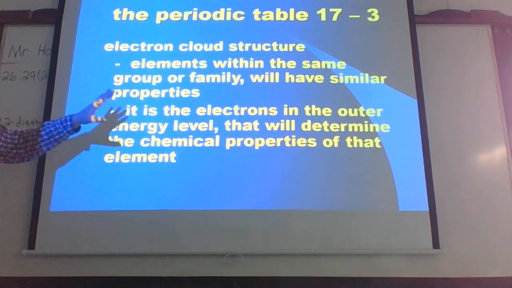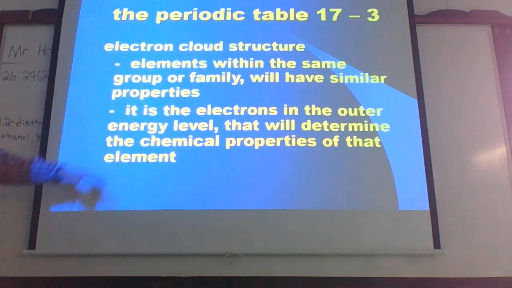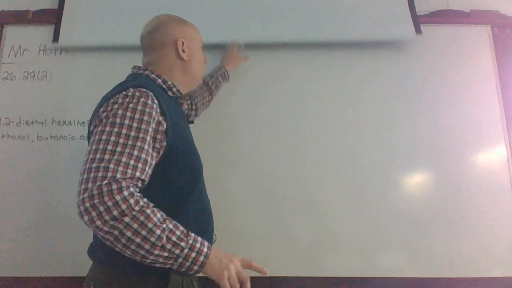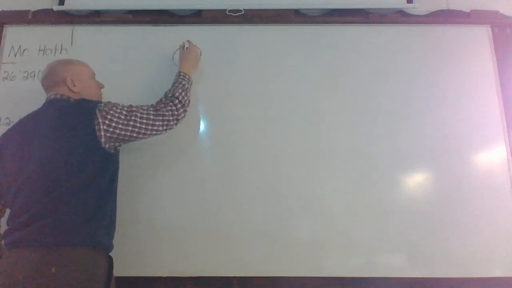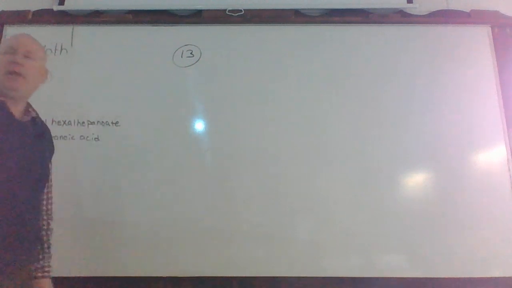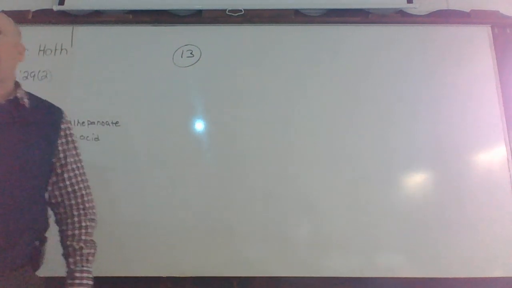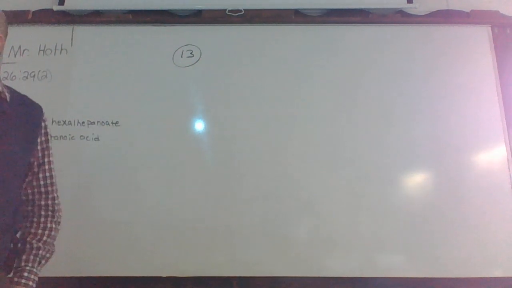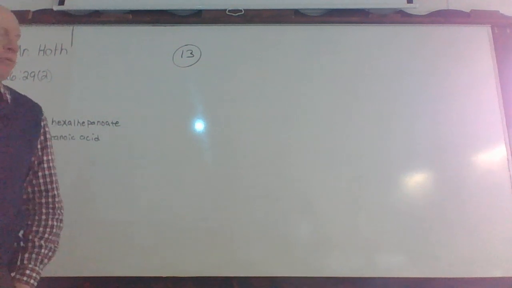When we look at this, it is the electrons in that outer energy level that determine the chemical properties. And that's no surprise. How we can describe that is as follows. Just like what we said with aluminum, how many protons does aluminum have? When we look at element 13, we know we're talking about aluminum, because that's the atomic number, which gives you the number of protons.